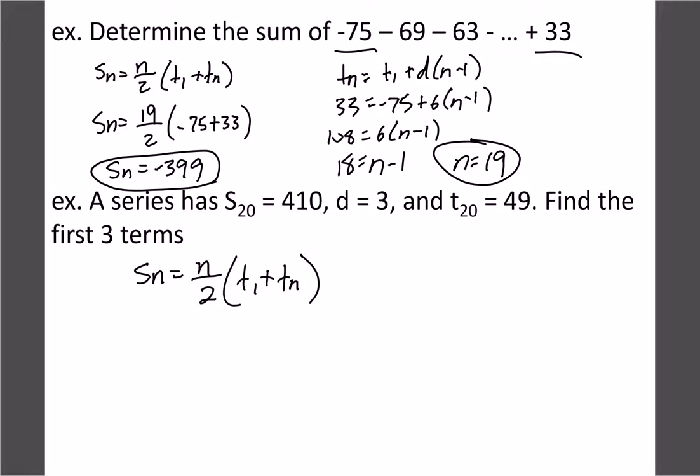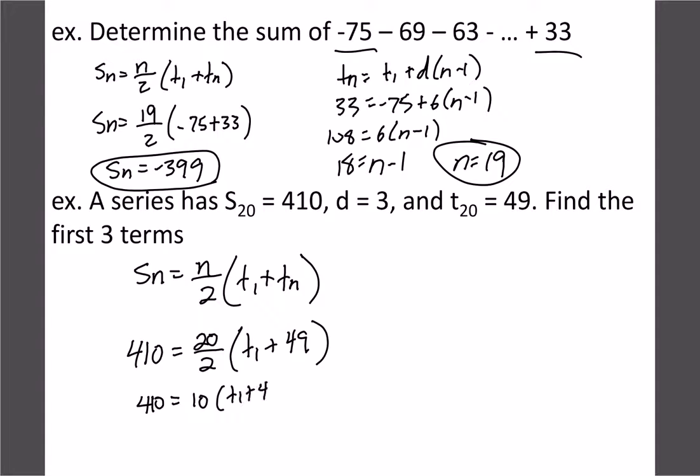And let's plug in everything we know. Both of these are 20 terms, so our sum of the 20 terms is 410. Let's put that in for Sn. We have 20 terms, so 20 divided by 2. We don't know term 1, but we do know that the last term is 49. So we can actually solve this for term 1. So we'd have 410 equals 10 times term 1 plus 49.